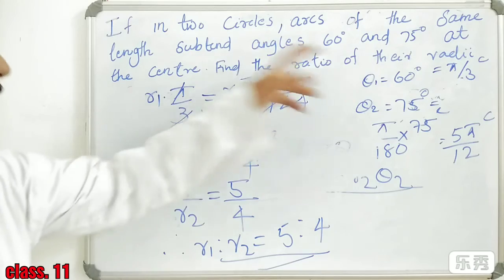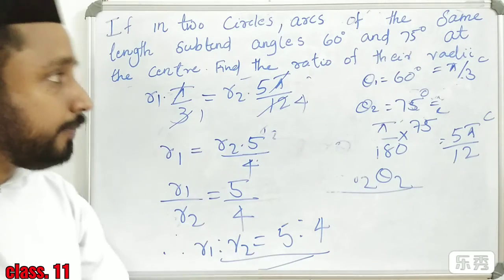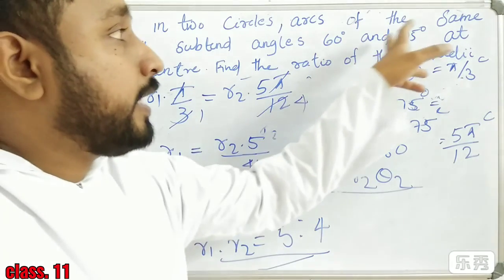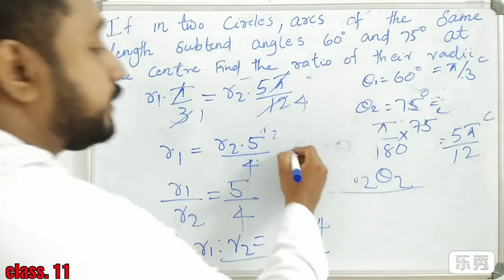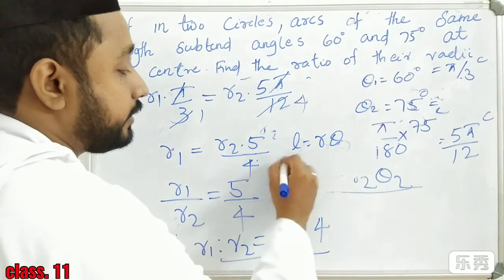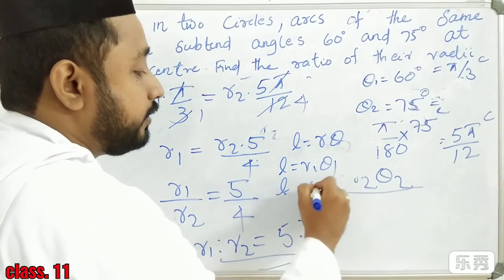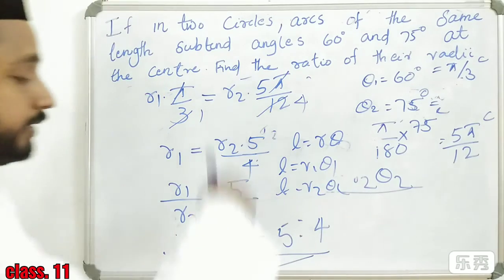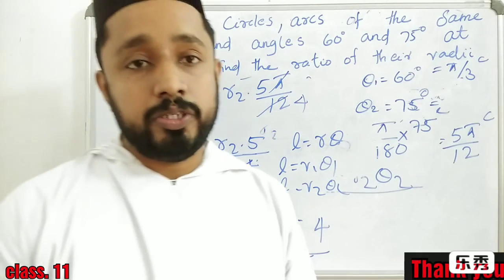So, two circles with arcs of the same length and angles of 60 degrees and 75 degrees. First, we change 60 degrees and 75 degrees into radian measure. Then we use the formula L is equal to R theta. For the first circle, L is equal to R1 theta 1, and for the second circle, L is equal to R2 theta 2. Equating, we get the ratio R1 to R2 is 5 to 4.